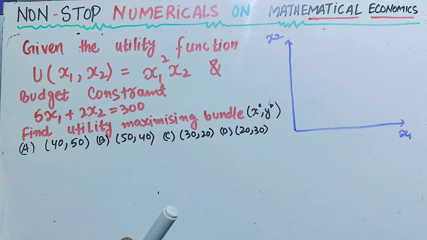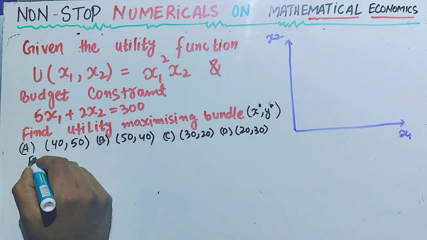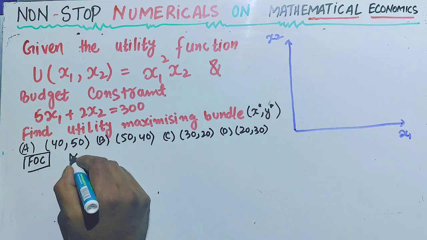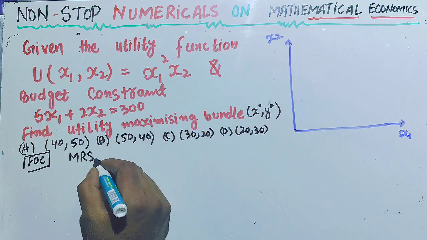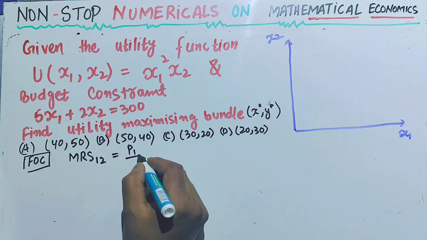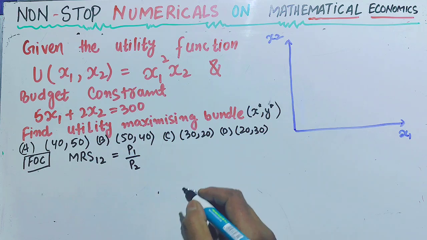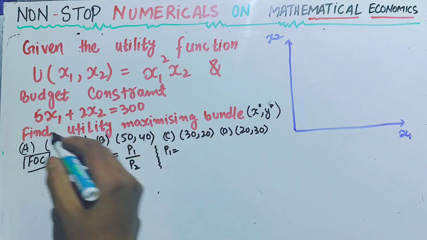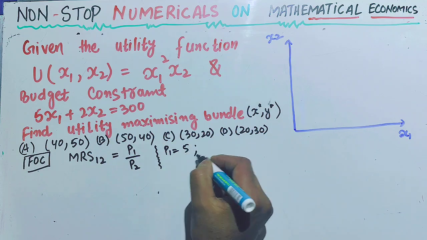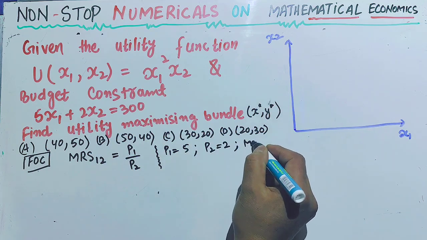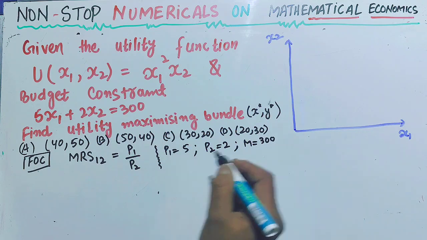For utility maximization, what is the condition? The first order condition for utility maximization requires that we equate the marginal rate of substitution between good 1 and 2, and it should be equal to the ratio of the prices, that is price of good 1 upon price of good 2. So let us write something here. Price of good 1 is 5, price of good 2 is 2, and income of the consumer is 300.